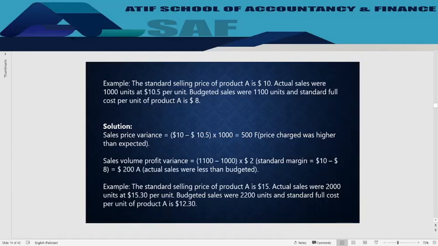Another example is given for the calculation of sales price variance and sales volume variance. Try to calculate sales price and volume variance, and if you find any difficulty, ask in the comment section.